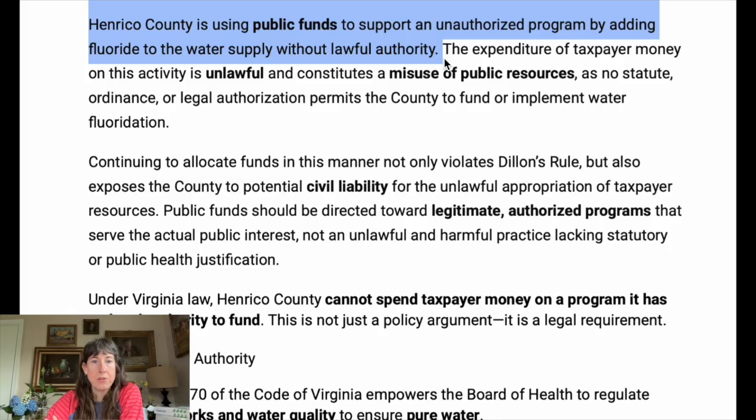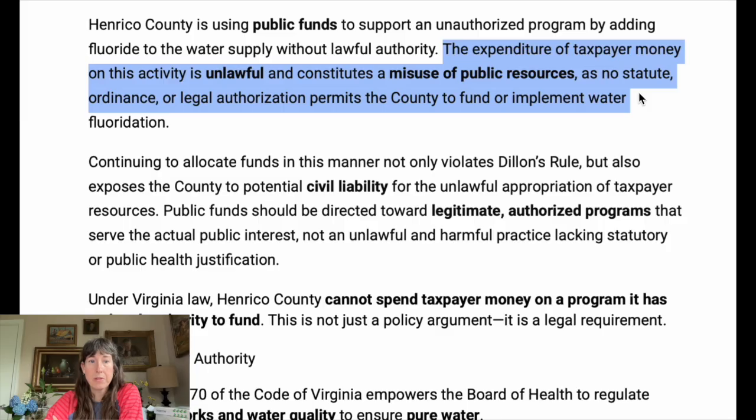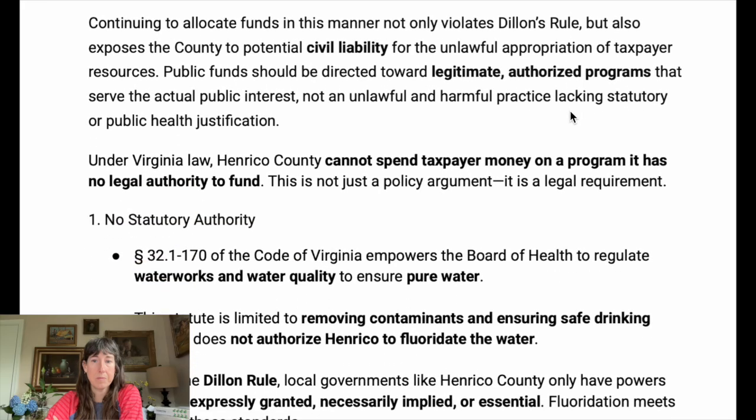Henrico County is using public funds to support an unauthorized program by adding fluoride to the water supply without lawful authority. The expenditure of taxpayer money on this activity is unlawful and constitutes a misuse of public resources, as no statute, ordinance, or legal authorization permits the county to fund or implement water fluoridation. That is what I am alleging, folks. That is the controversy.